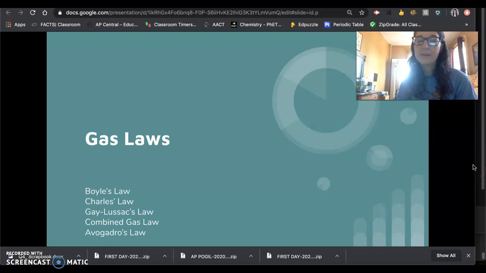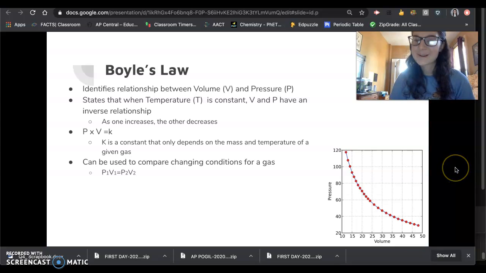Today we're going to be reviewing the gas laws, which compare the different aspects that affect gas pressure and their mathematical equations that you will use pretty much all the time in chemistry. So first we're going to talk about Boyle's law. Boyle was a scientist who studied volume and pressure, their relationship.